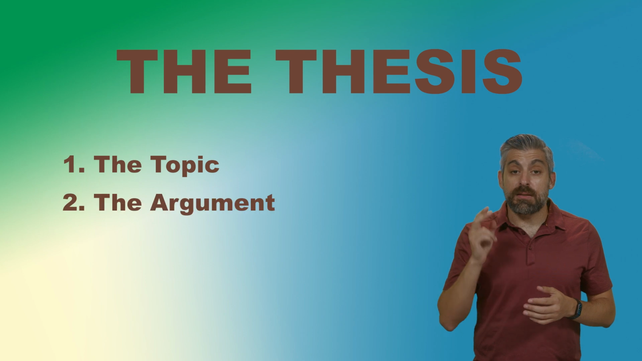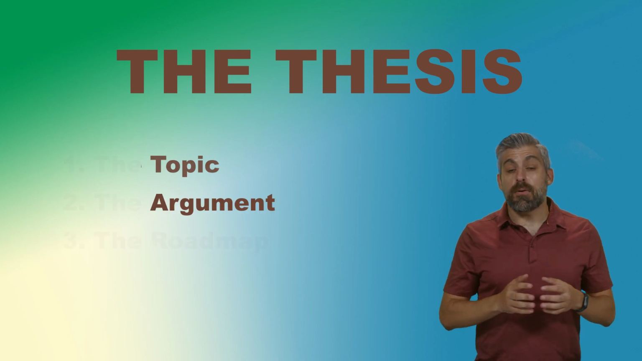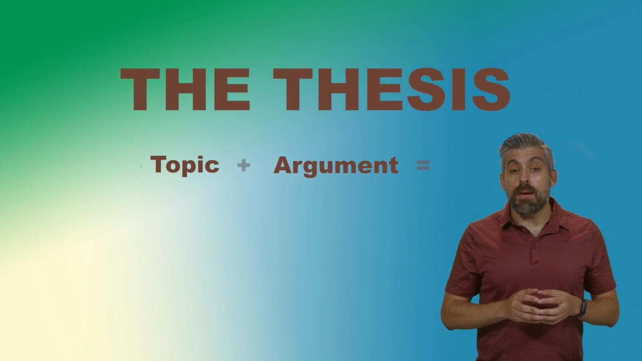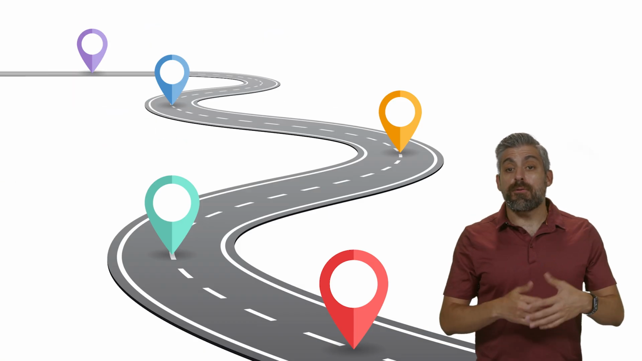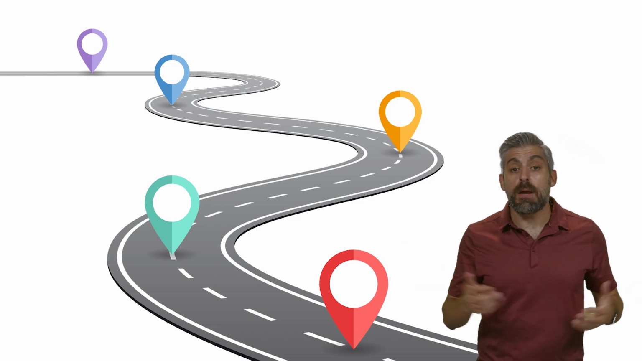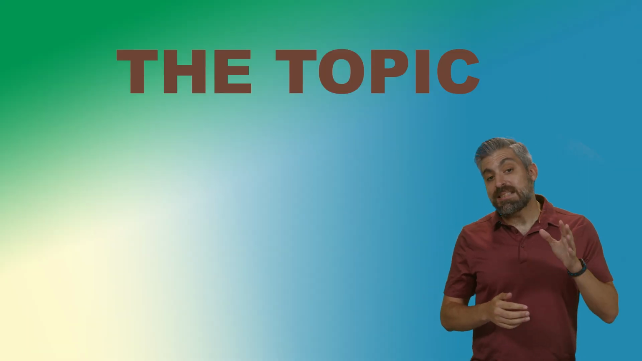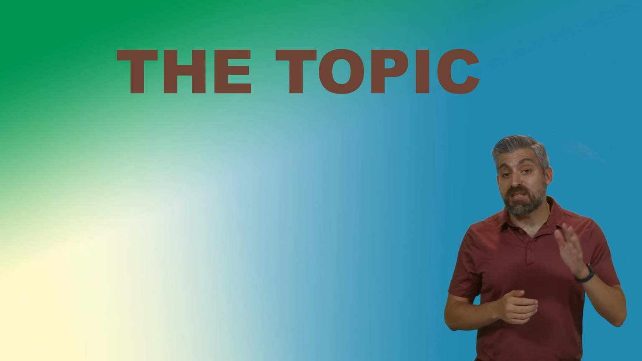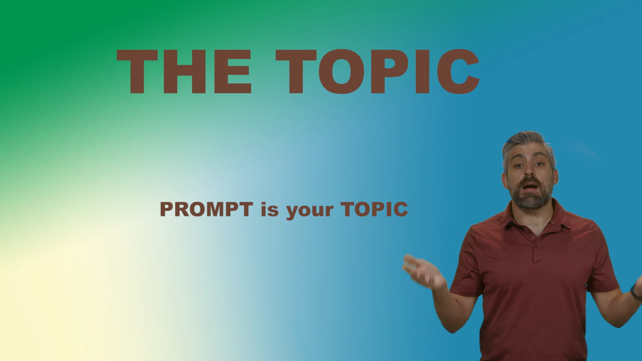There are 3 primary pieces to a thesis. First, the topic. Second, the argument. Third, the roadmap. Together, the topic and argument make up the thesis statement, the first sentence. The roadmap fleshes it out, and now your paper would be ready to go. The topic is the easiest part of your thesis, especially if your instructor gave you a prompt to write on. The prompt is your topic.